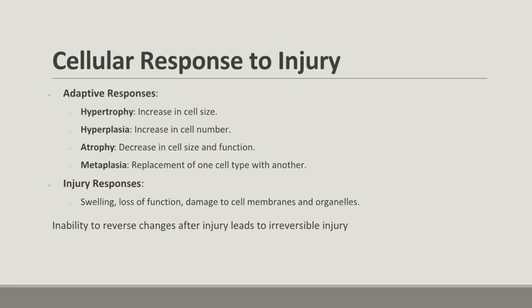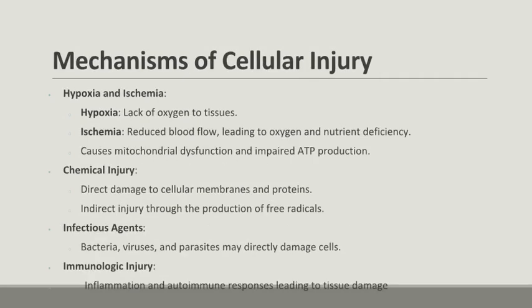Injury responses. While these adaptations can help a cell survive, if the injury is too severe or prolonged, it can lead to irreversible damage. Mechanisms of cellular injury: hypoxia and ischemia. Both of these conditions deprive the cell of oxygen and nutrients, leading to mitochondrial dysfunction and loss of ATP. This is a major cause of cellular injury, particularly in organs like the heart and brain.